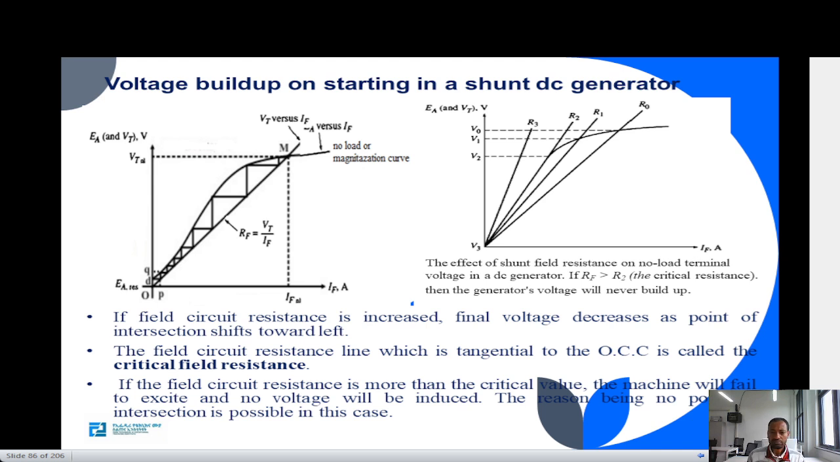If the field circuit resistance is more than the critical value, the machine will fail to build the voltage, so that no voltage will be induced inside the machine. The reason is there is no intersection point between the OCC curve and the field resistance.